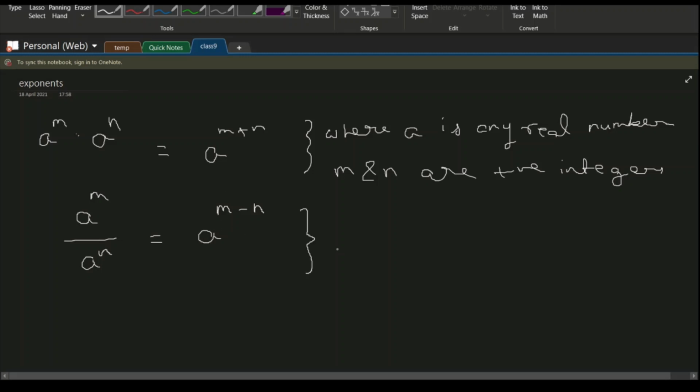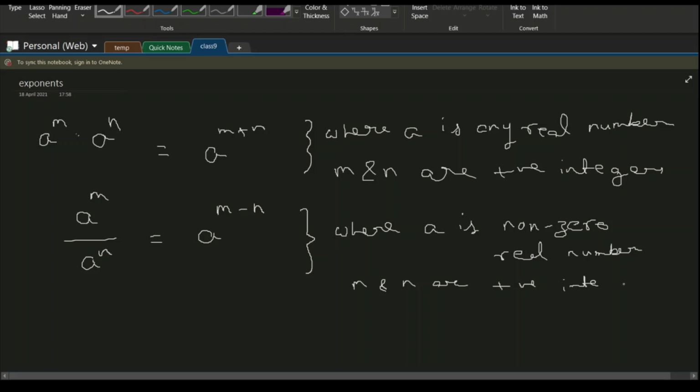And for this one we said where a is a non-zero real number, and m and n are again positive integers. So this part is clear, right?